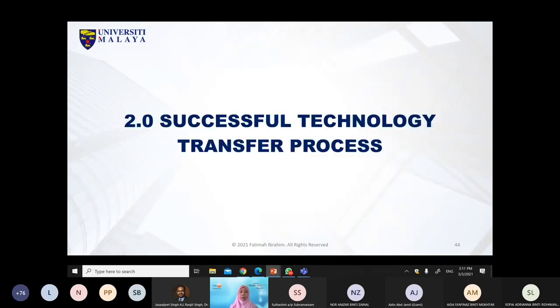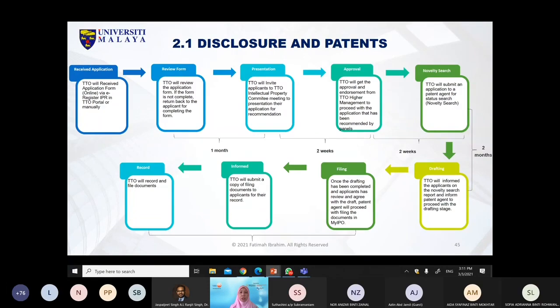And I want to share with you the tips for a successful technology transfer process. Basically, this is the process for patent filing, but for the RU.